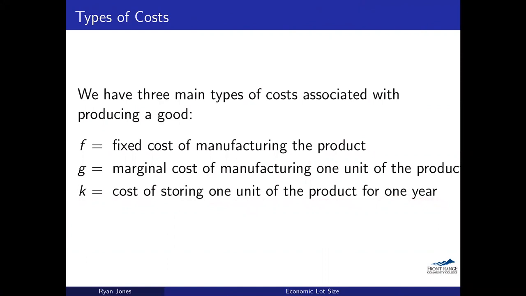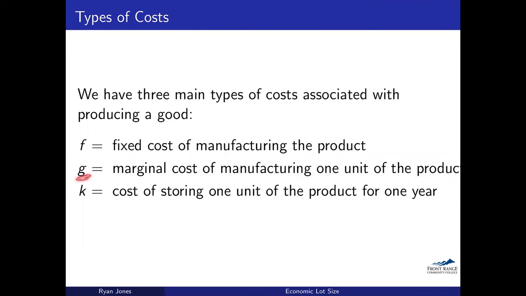Then the two other costs that I actually talked about very briefly before: there's a fixed cost of manufacturing the product, and I'm going to call that F. So that's things like setting up the production line. Maybe I buy a robot that can fold the t-shirts or something like that. And that's a fixed cost. That's something that is upfront. I have to pay that every single time I decide to produce a good, produce a t-shirt, if you will, to keep that example rolling. Marginal cost of manufacturing one unit of the product. Sorry, that's kind of cut off there.